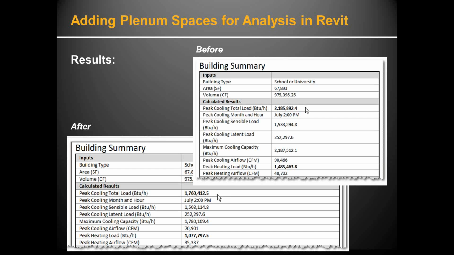It's 1.7. Look all the way down to the bottom on the left, 1.077 is a peak heating load. Previously it was 1.4 million BTUs. So it's a little more accurate. There's still a lot more we can do, but just by adding these plenum spaces in there, you can see it made quite a bit of a difference.